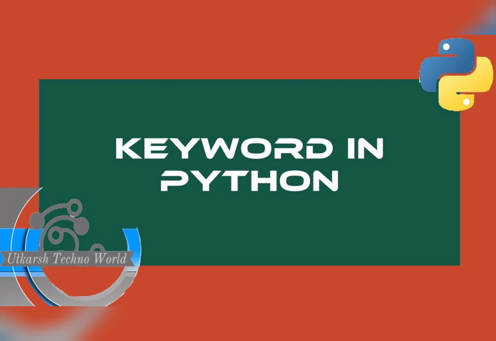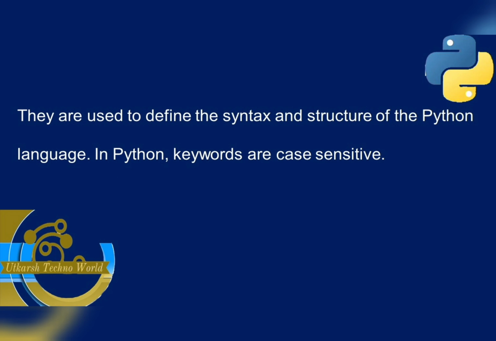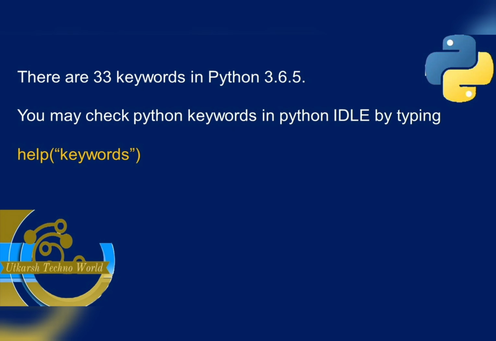Today we are going to learn about keywords in Python. Python has a set of keywords that are reserved words. We cannot use a keyword as variable names, function names, or any other identifiers. They are used to define the syntax and structure of the Python language. In Python, keywords are case sensitive.